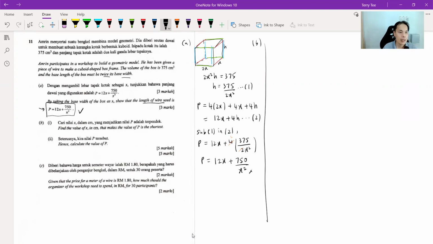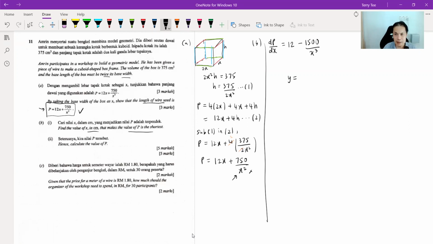Okay, part B, they say, find the value of x that makes P the shortest. That means we are talking about minimum value. We know we can use differentiation. In fact, this is a question from differentiation. Typically, you form the equation and then you find the minimum or the maximum value. In this case, we differentiate dP/dx. Differentiate 12x, you get 12. Differentiate this, it is negative 750 over x. Sorry, 750 times 2, 1,500. Then you divide by x, and then you increase the power by 1.